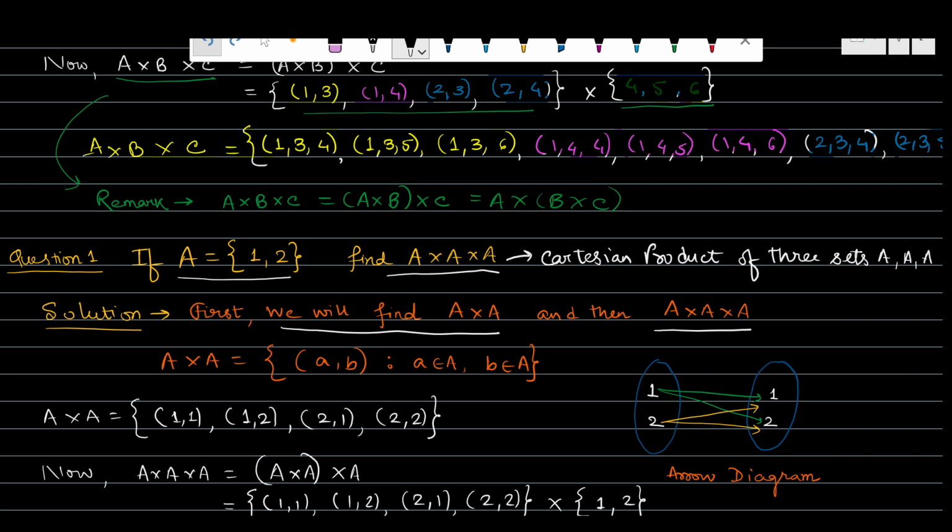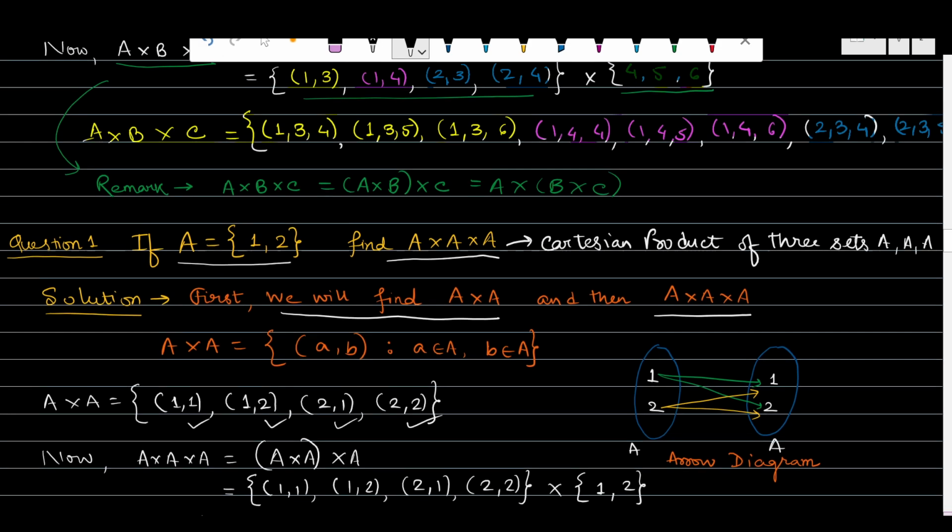Now A cross A you can find out easily, as A is this set. So 1 goes to 1, (1, 1), 1 goes to 2, (1, 2), 2 goes to 1, (2, 1), 2 goes to 2, (2, 2). This is set A cross set A, right?